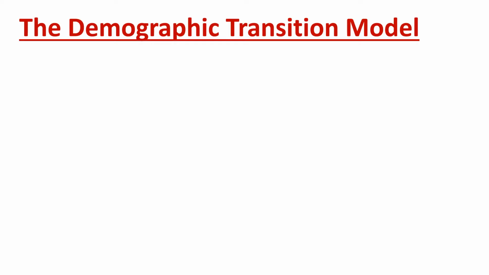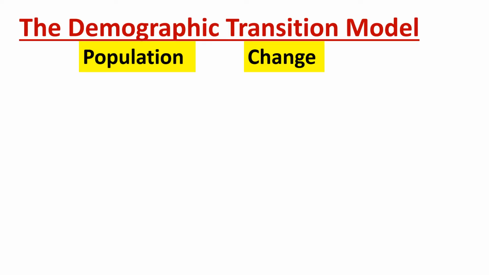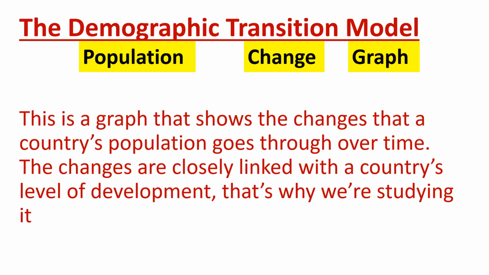Let's move on. So today we're looking at the demographic transition model, and to break that down for you so you understand what it means, demographic is the study of population, so people. Transition means change, and a model is a graph. So we're looking at a graph that shows how population changes over time, and we're associating it with economic development as well.